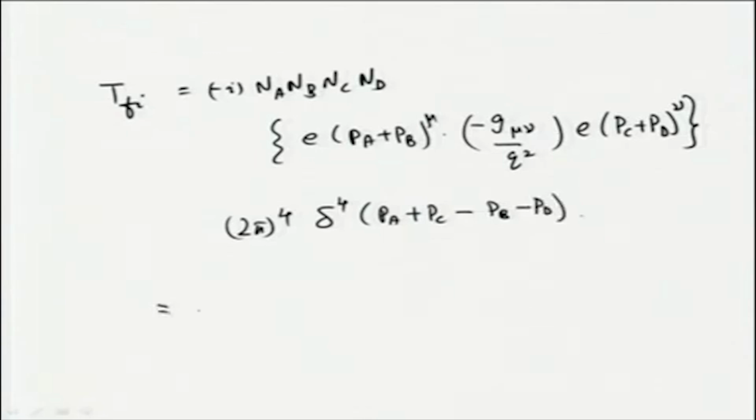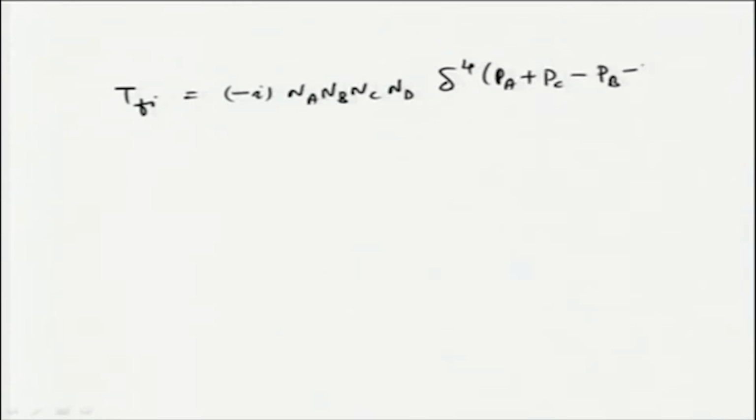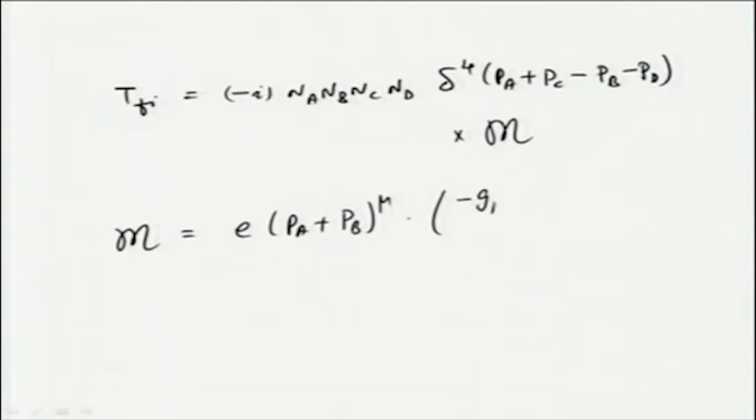So, we will write it here: T_fi equals minus i N_A N_B N_C N_D, delta^4 (p_A + p_C - p_B - p_D), into M, where M is equal to e (p_A + p_B)^mu, minus g^mu nu over q squared, e (p_C + p_D).